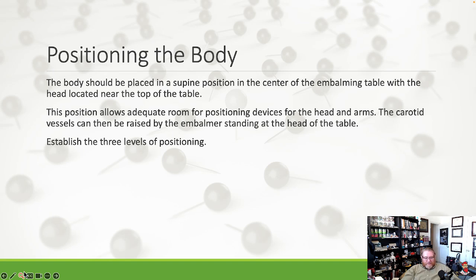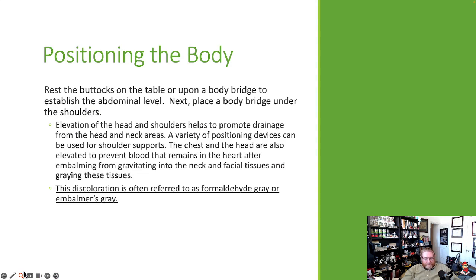The body should be placed in a supine position in the center of the embalming table with the head located near the top of the table. This position allows adequate room for positioning devices for the head and arms. The carotid vessels can then be raised by the embalmer standing at the head of the table. Rest the buttocks on the table or upon a body bridge to establish the abdominal level. Next, place a body bridge under the shoulders. Elevation of the head and shoulders helps to promote drainage from the head and neck areas.